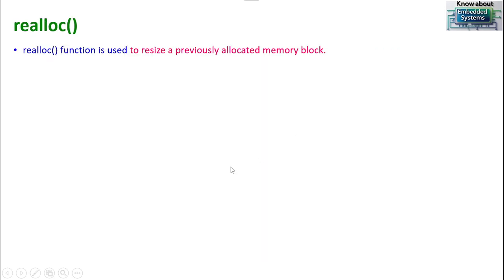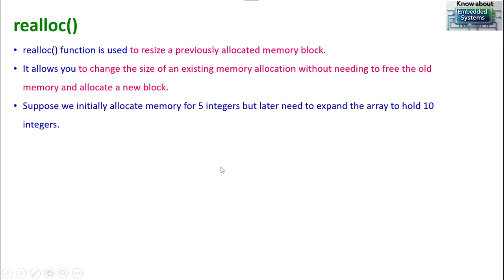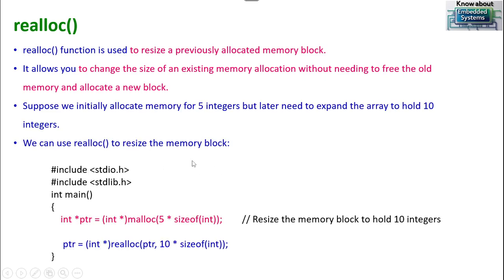So we have realloc. Realloc has a straightforward definition. It is going to reallocate the previously allocated memory block. Realloc stands for reallocation of memory. It allows the user to reallocate the memory without making major changes. Suppose, now you can see here, I have one example. I have allocated some 20 bytes of memory here.